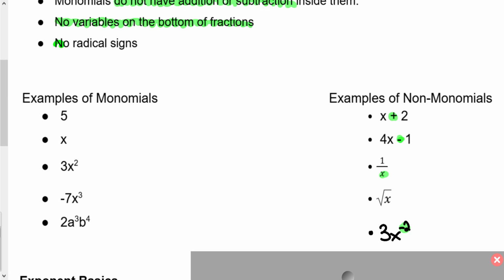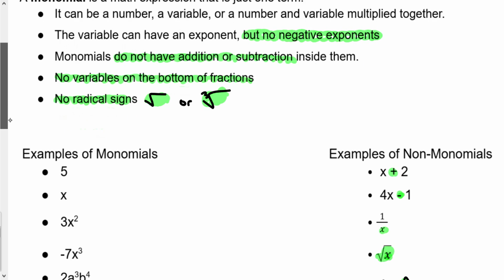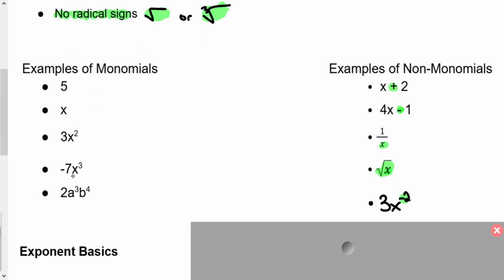And then it says no radical signs. What are we talking about here? Like the square root signs, or even a cube root sign. You should be familiar with those. If not, we'll get you there. But see how this x is underneath that radical sign, that square root sign? Sorry, that's not a monomial. So if you wanted to dumb this down, a monomial is basically just one term that doesn't have any negative exponents, no radical signs, and absolutely no letters on the bottom of a fraction.